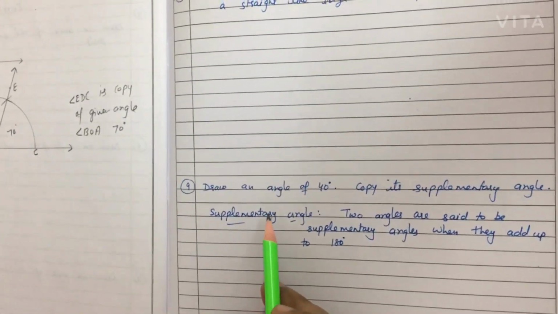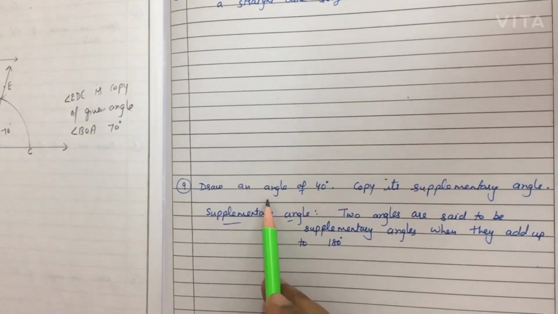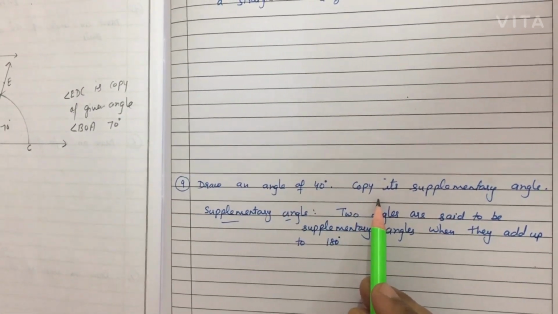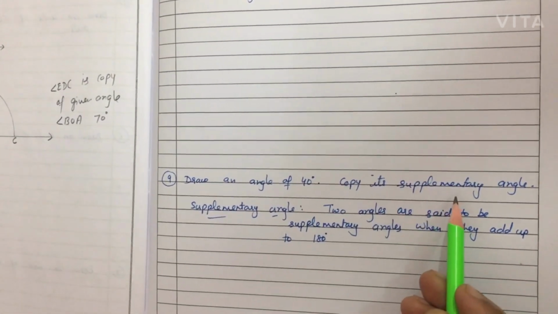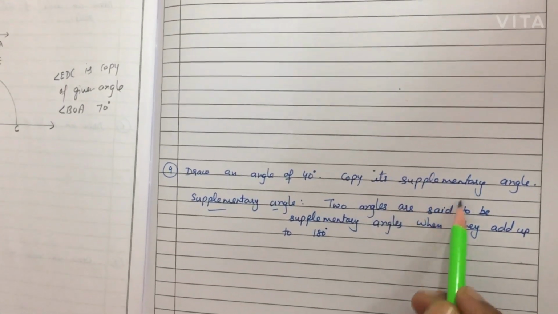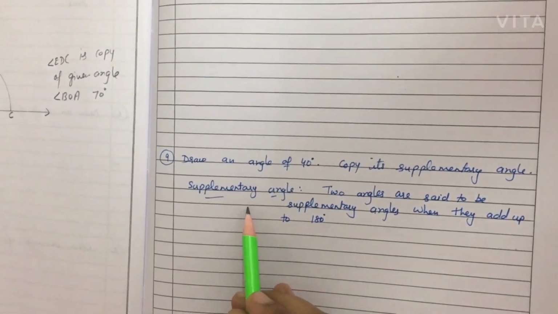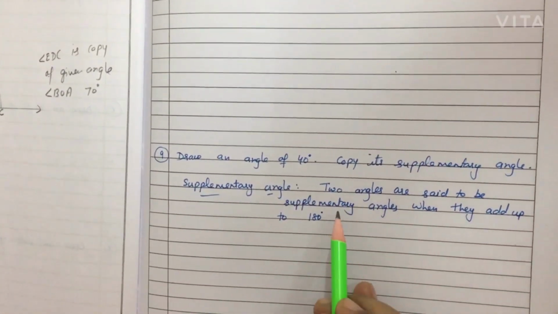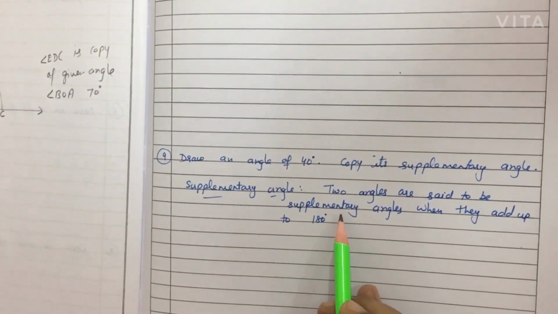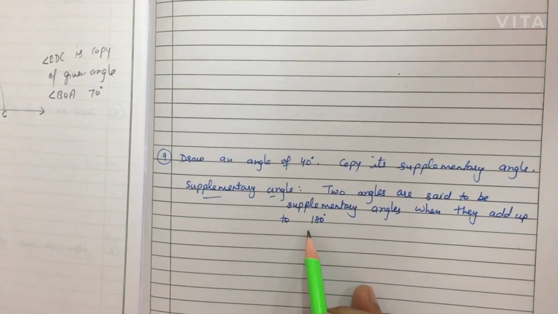In question 9, we have to draw the angle of 40 degrees first. Now we have the concept that we have to copy its supplement. So first we will learn the concept of supplementary angles. What are supplementary angles? Two angles are said to be supplementary angles when they add up to a sum of 180.